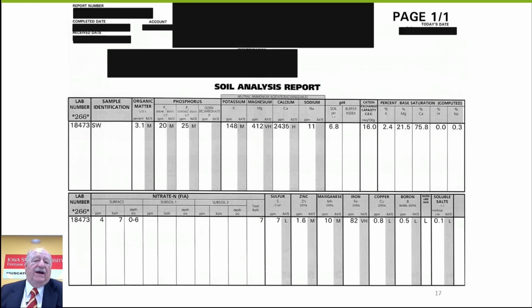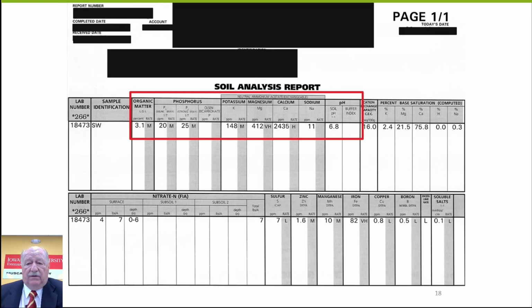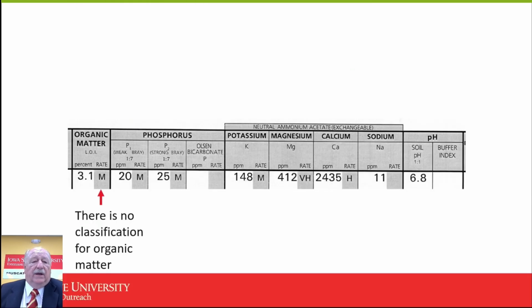So here we have a soil test. I have redacted a lot of the personal information and professional information there to protect both the guilty and the innocent. And if you pull your bifocals up real tight and look, you'll see there are a lot of numbers there. I'm going to focus on this group of numbers because these are the ones that are important. The rest of the numbers really aren't important to us at all. And so I'm going to pull that up.